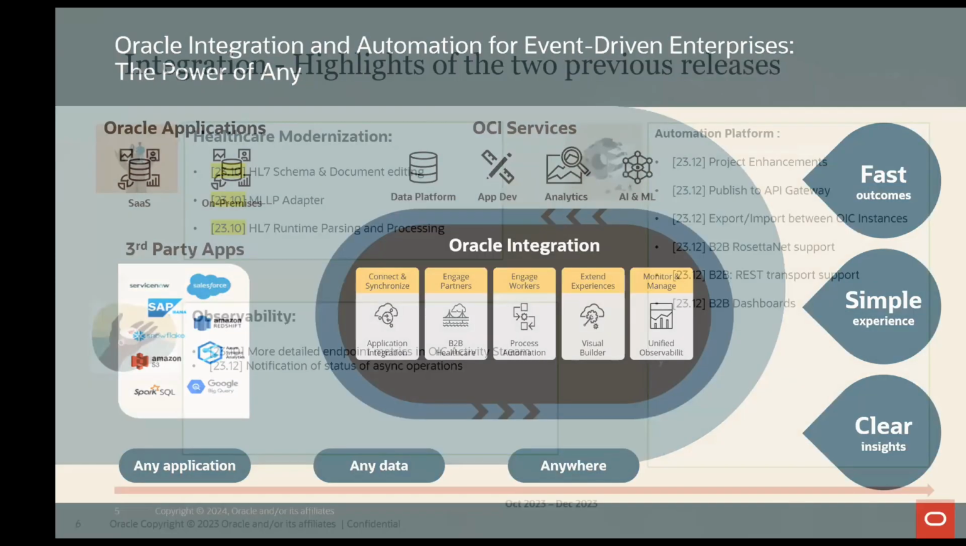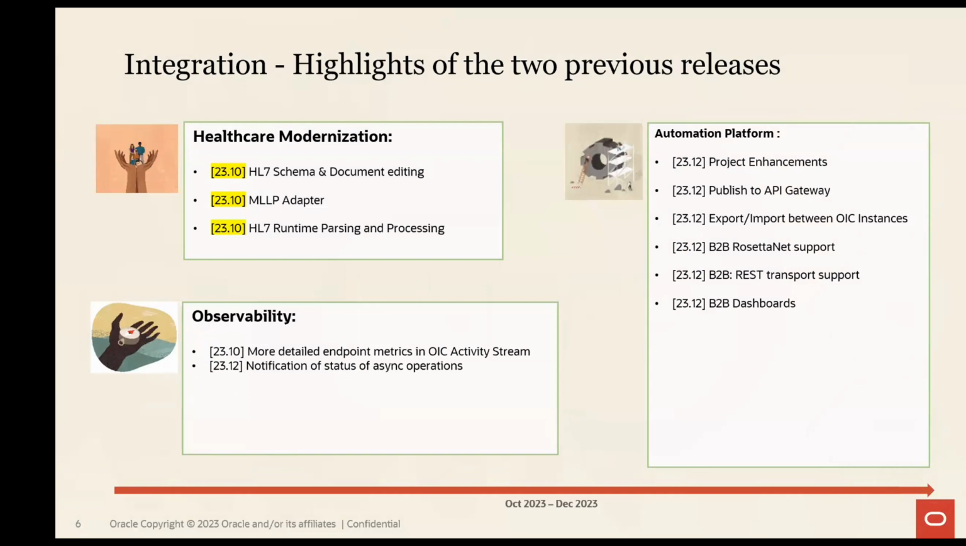Okay, so without further ado, let's look at the highlights of the previous two releases. Going back, for those folks who are interested in healthcare, we did release the MLLP adapter. We've got the HL7 schema and document editing feature, very much like what we have for B2B, but for the healthcare space. And within observability, we've provided more detailed endpoint metrics in the OIC activity stream.